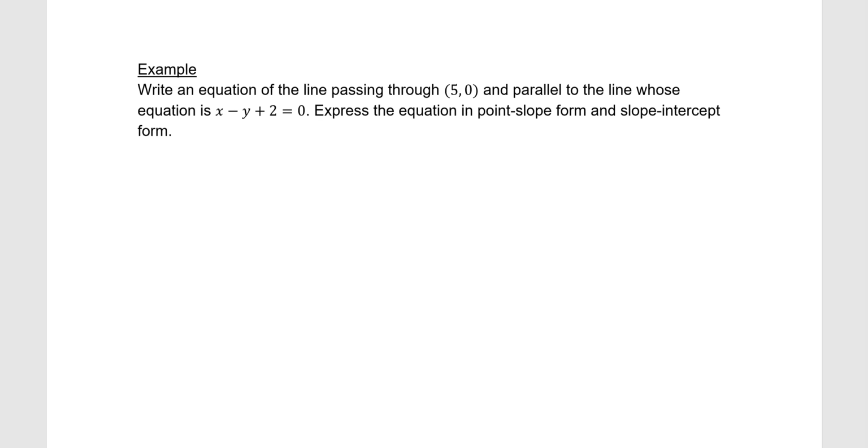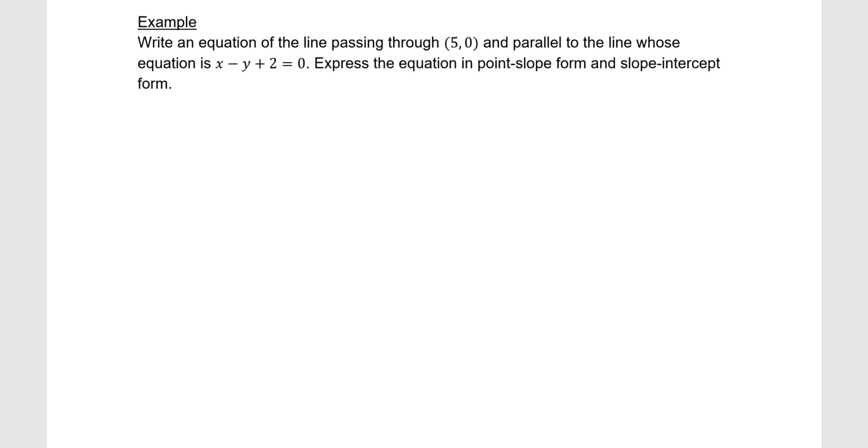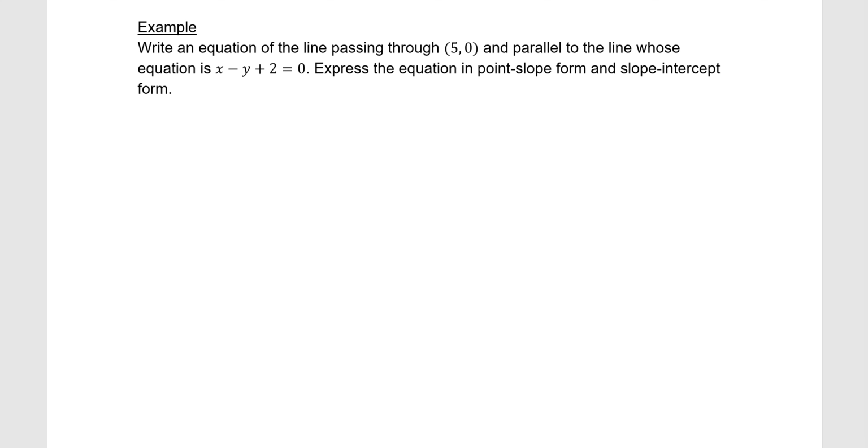Okay, let's do one more example of this one. Let's write an equation of the line passing through (5, 0) and parallel to x minus y plus 2 equals 0. And we want our answer in point-slope and slope-intercept form. So once again, starting with the usual point-slope form, we need our point, which we're given, (5, 0), and we need the slope.